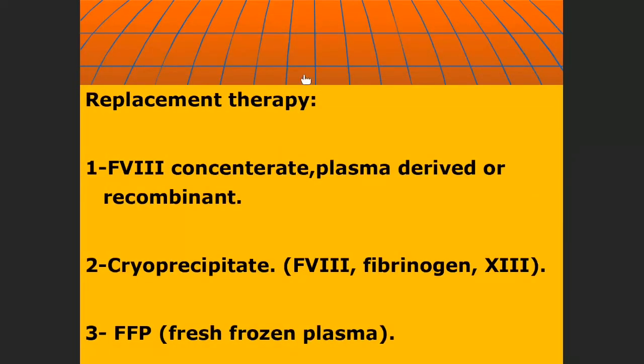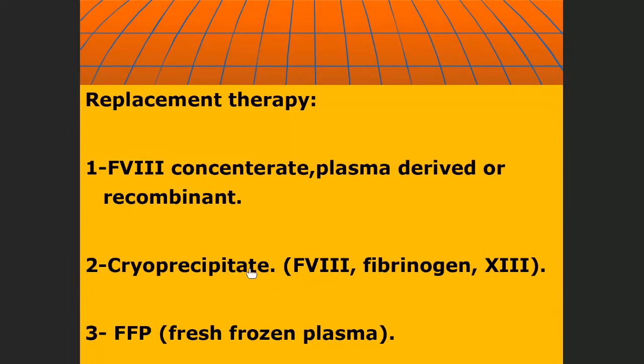What replacement therapy do we give? We can give factor 8 concentrate, which is plasma derived or synthesized by recombinant technology. We can give what is known as cryoprecipitate, containing all these factors. Cryoprecipitate is a precipitate prepared from fresh frozen plasma.